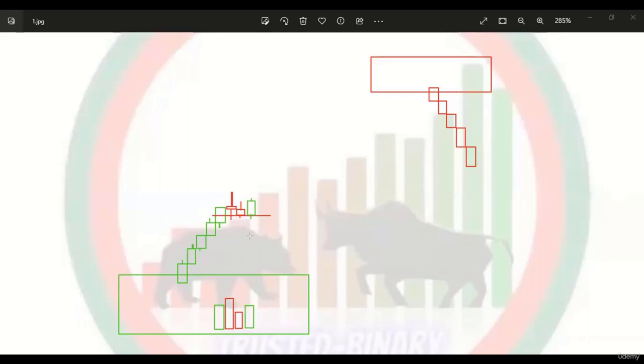So when we see this type of situation, in this condition we can mark this one as the first candle, the second candle, and then this is the third candle. So now we can take our decision on which direction we can place our trade. Okay.